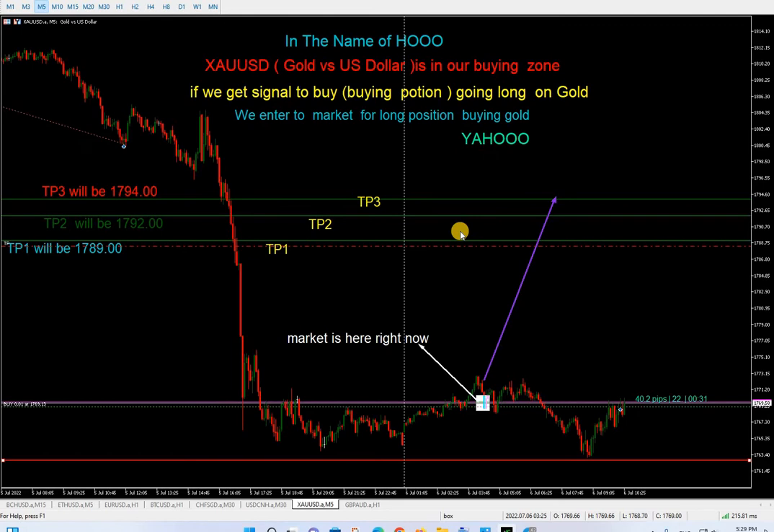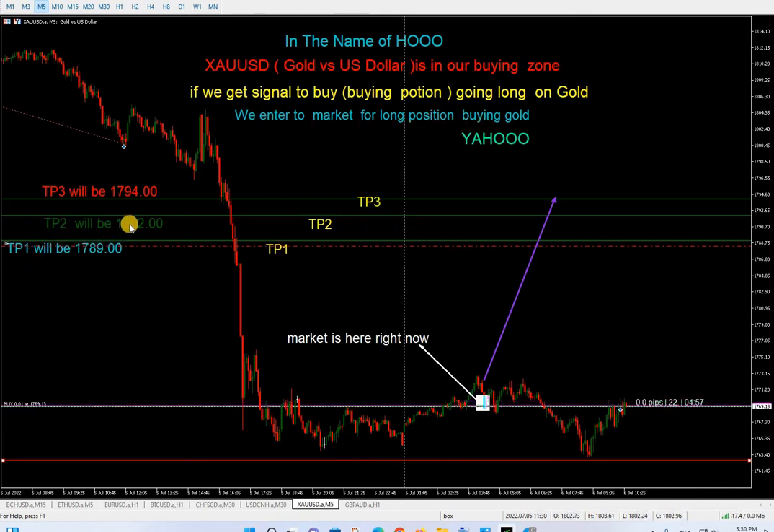These are the resistance, hidden resistance. Our hidden resistance and support are different from other traders'. When the market is under those lines, we call them resistance. When the market is above those lines, we call them support. It doesn't mean that when the market hits those levels it's going to bounce back up or back down. No, these are the hidden support and resistance, and these three lines, TP1, TP2 and TP3, all the numbers have been written here.